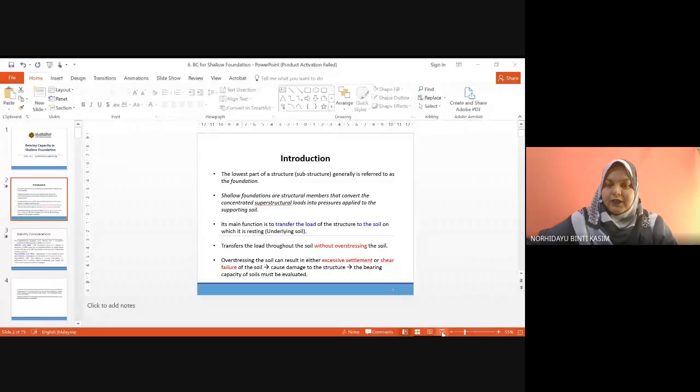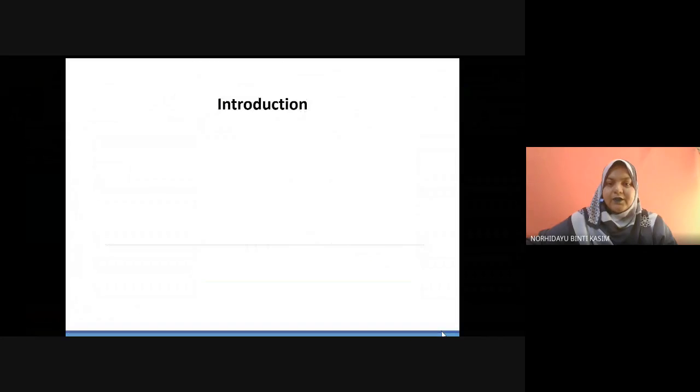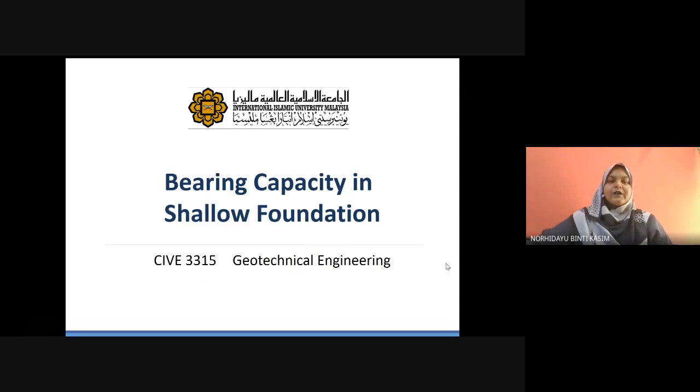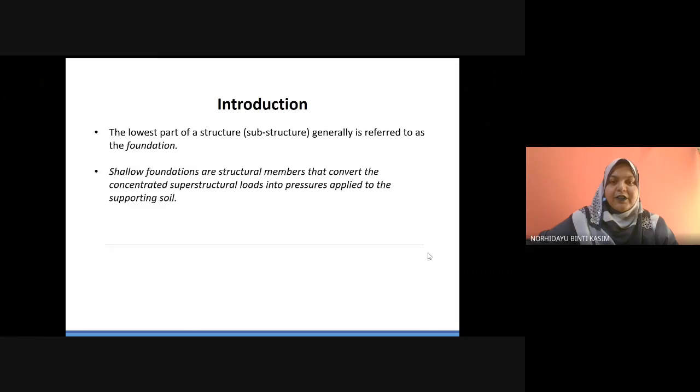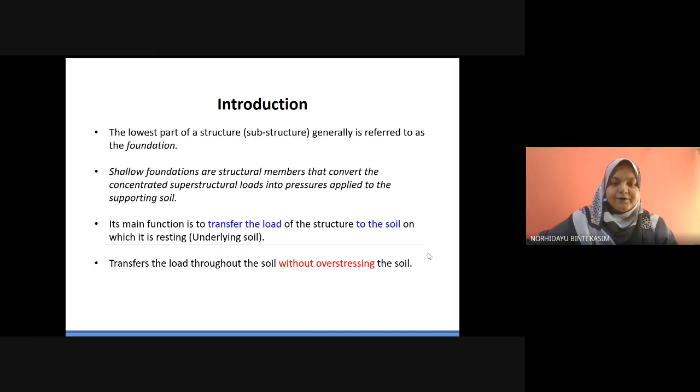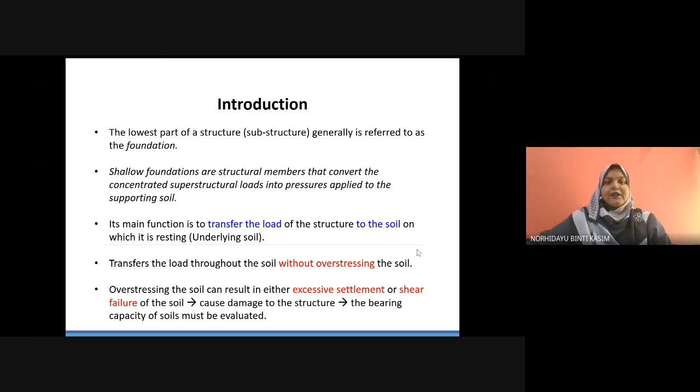Okay, so we go to the slide presentation. Our first slide: bearing capacity in shallow foundation. So for the introduction.